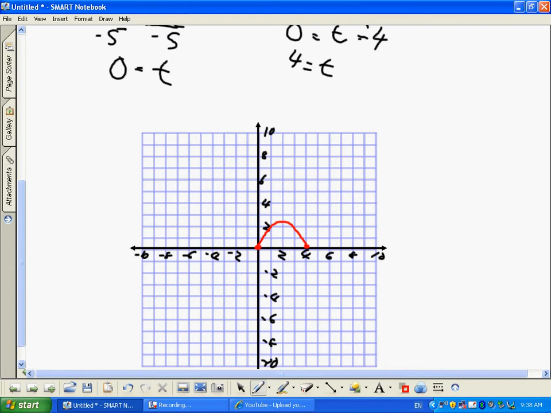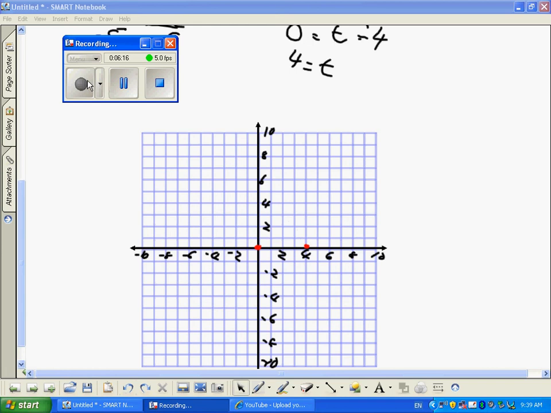Okay? So, we know our parabola is going to be something like that. We don't know how high it goes yet, but it's going to look something like what I've done there in red. We'll get rid of that now, though.